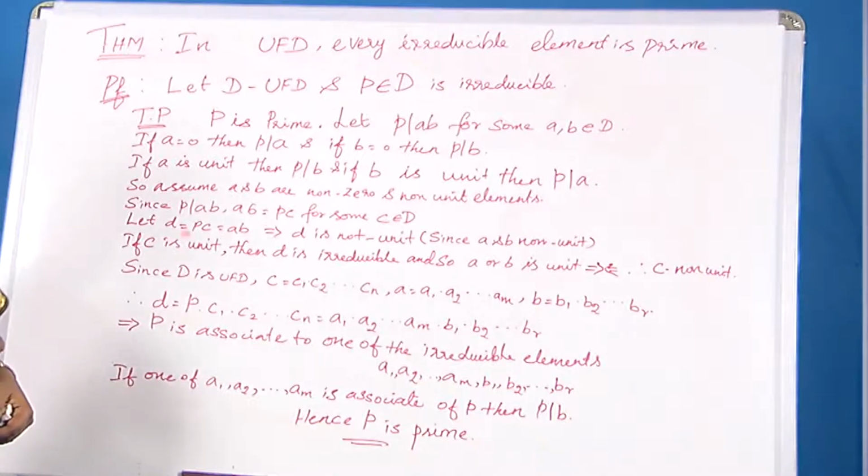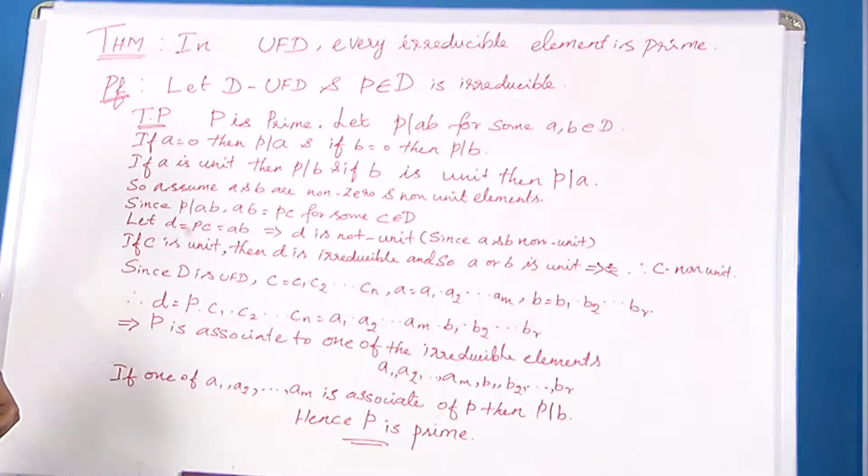Then from this we can say that D is a non-unit, because if A is a non-unit and B is a non-unit, then AB is also a non-unit, and therefore D, which can be written as the product AB, cannot be a unit. Therefore, D is a non-unit. Suppose C is a unit.